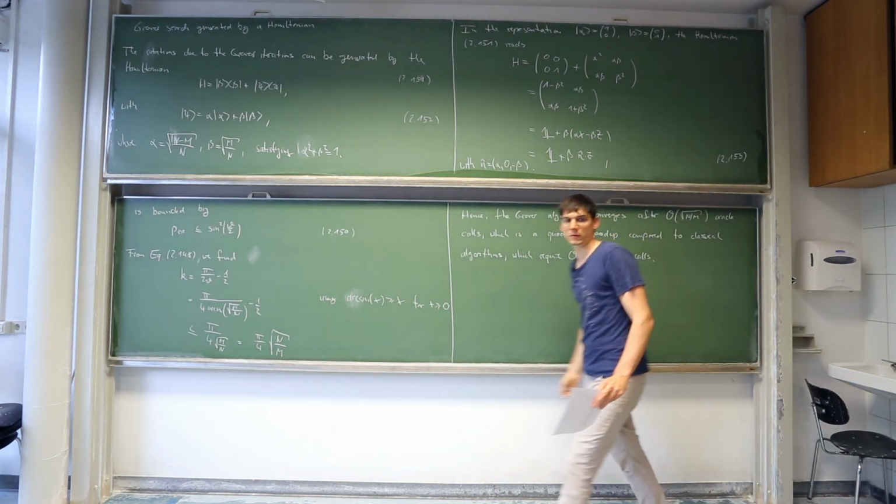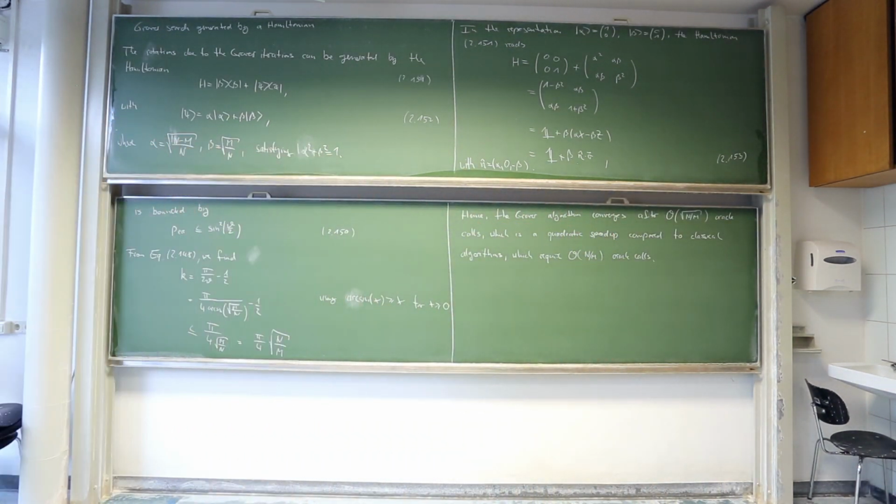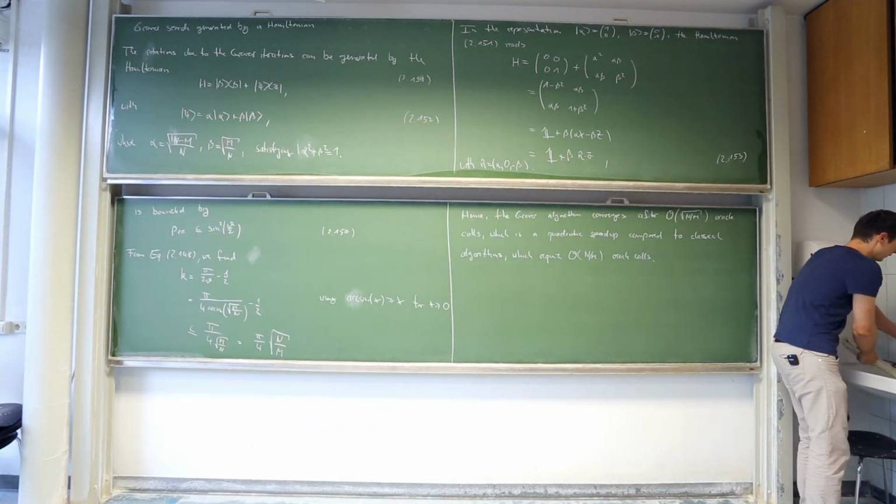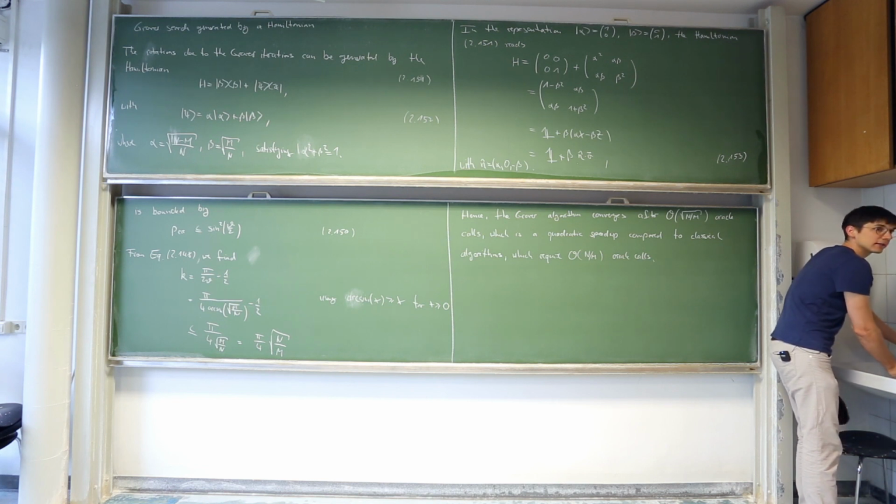And with this form of the Hamiltonian, we can now write down a unitary given by the continuous time evolution when this Hamiltonian acts.